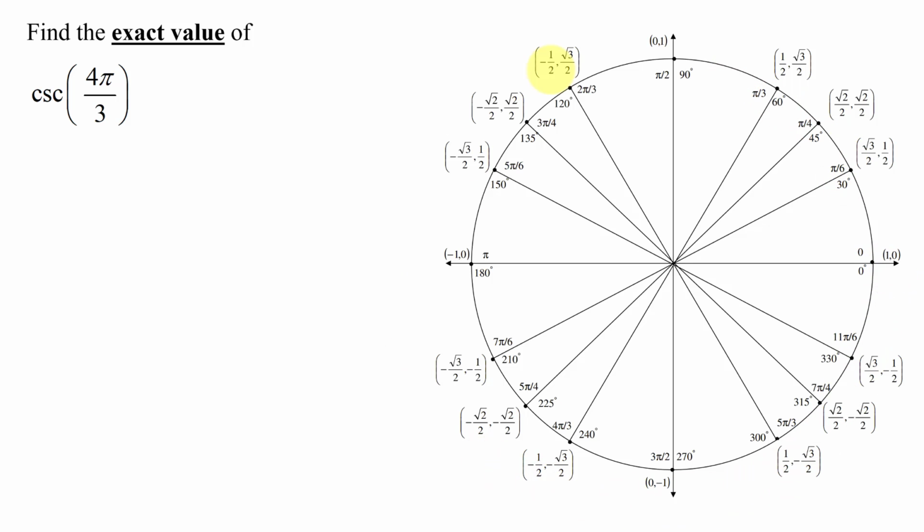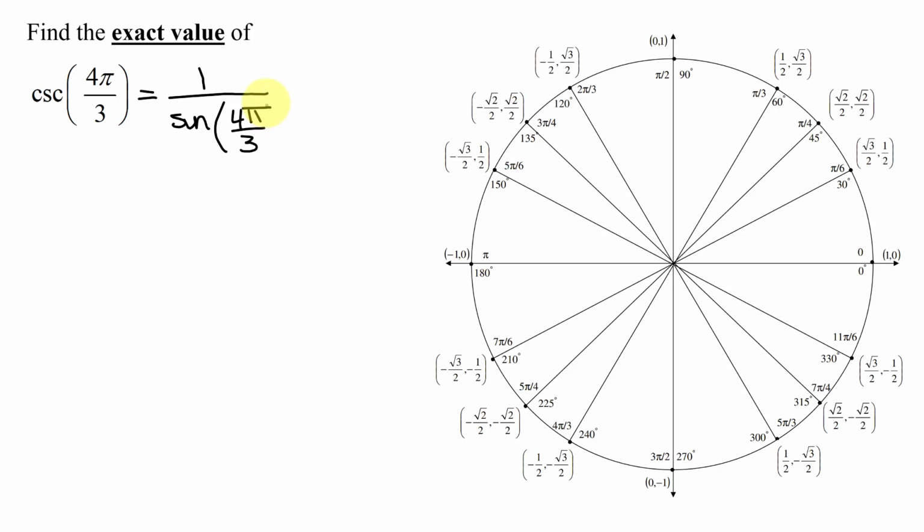And for all these points on the unit circle, the x-coordinate represents the cosine of that angle. The y-coordinate represents the sine of that angle. Now remember, the cosecant function is a reciprocal of the sine function. So the cosecant of 4 pi divided by 3 is just 1 divided by the sine of 4 pi divided by 3.